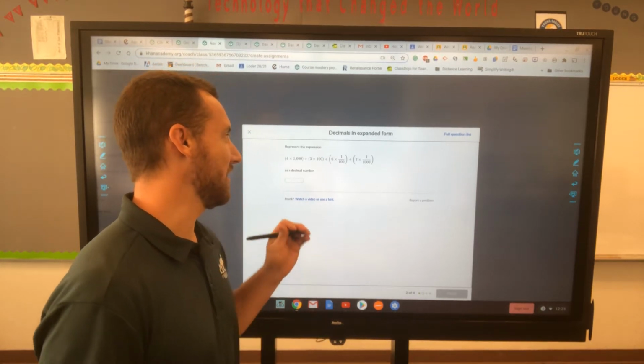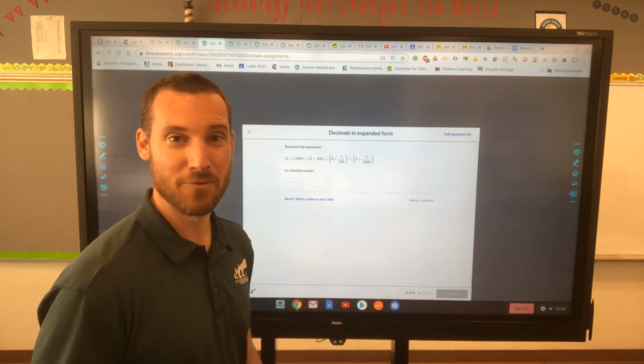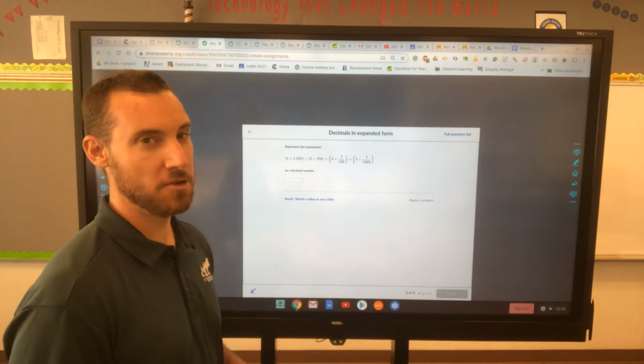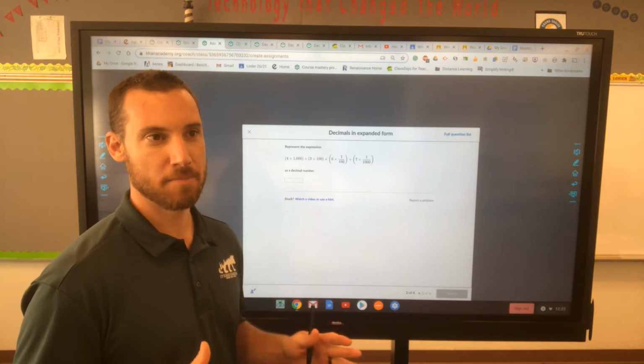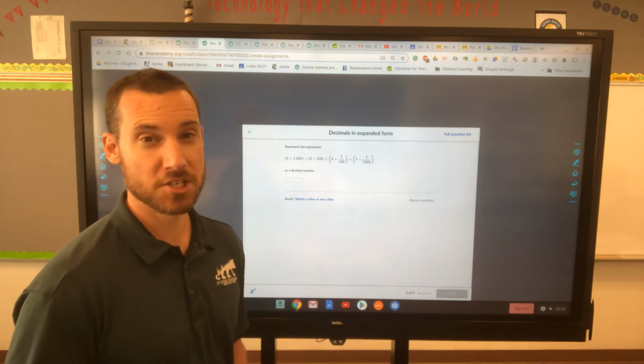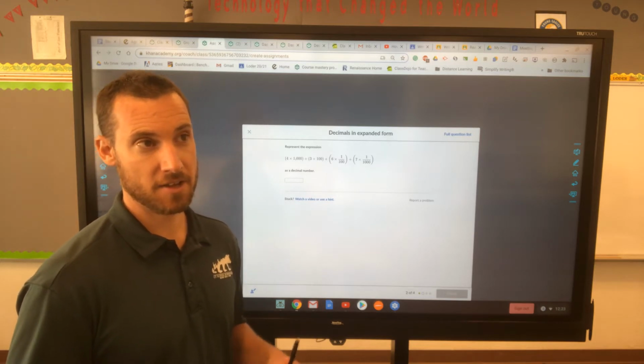We are going to be working on decimals in expanded form, which just means we are going to take a decimal and break it up into its different components just to show that we know exactly which place value goes where.